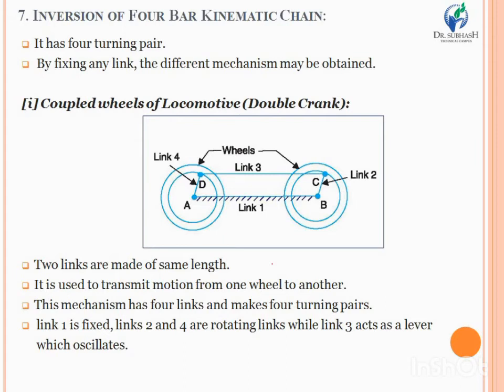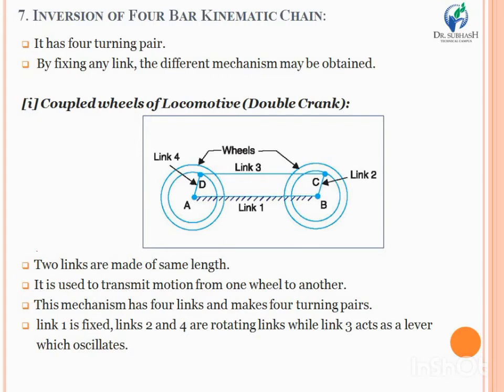Basically in this type of inversion, if the links 2 and 4 generally, or any 2 links are made equal length in a 4-bar kinematic chain, we are getting a double crank chain which is used generally to transmit the motion from one wheel to another wheel.